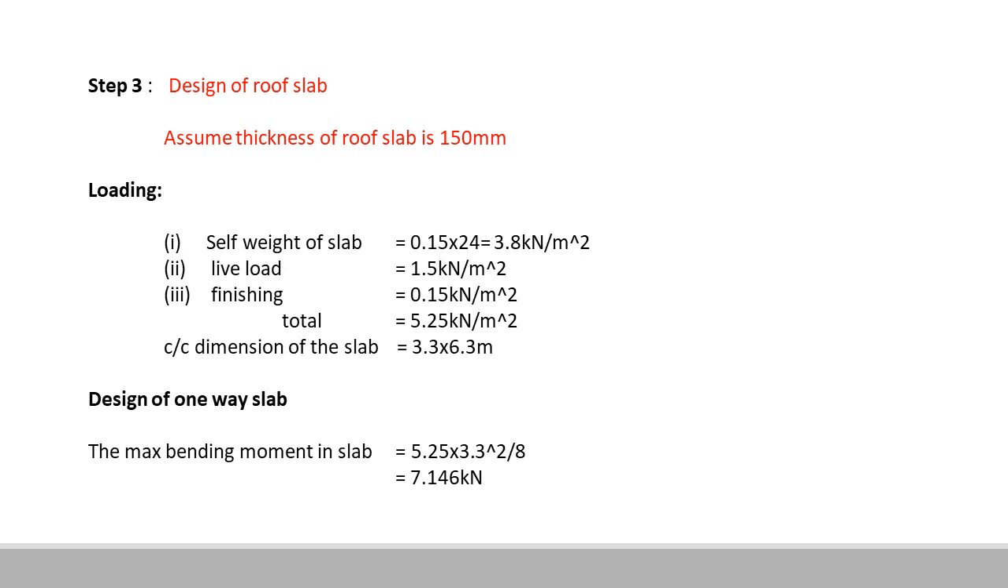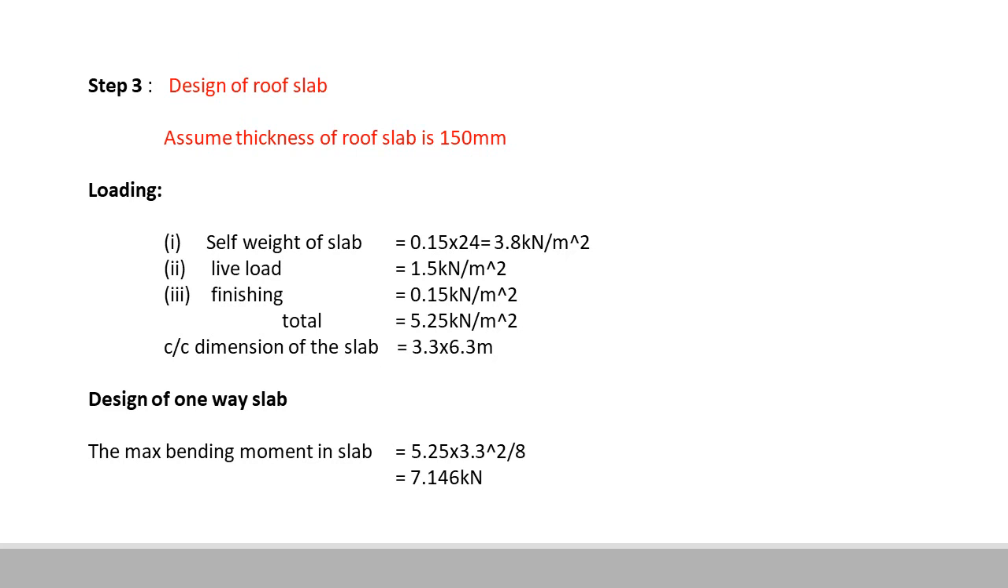Then live load is given in our question, 1.5 kilonewton per meter square. Then floor finishing is 0.15 kilonewton per meter square. The floor finish is not given in our question, so we can assume 0.15 to 0.5 kilonewton per meter square. Then add the total load: self weight plus live load plus floor finishing. So total load, we got 5.25 kilonewton per meter square. Then center to center distance of the slab, because of the clear span, is 3.3 into 6.3 meter. Then design of one-way slab, because the slab is based on one-way or two-way slab basis.